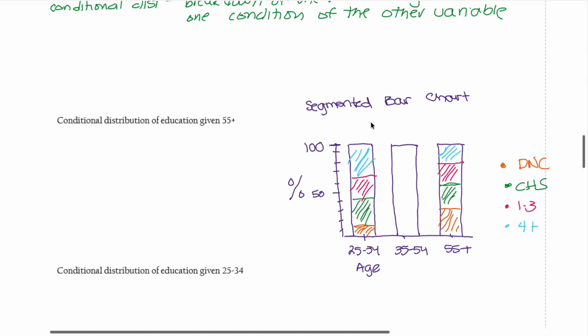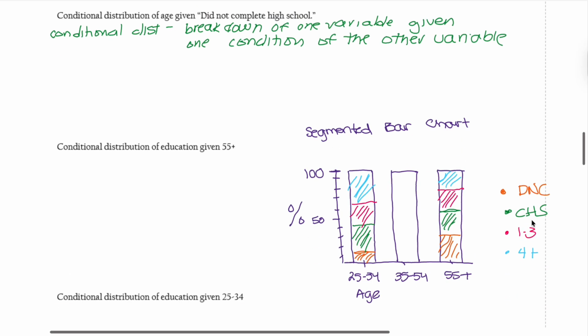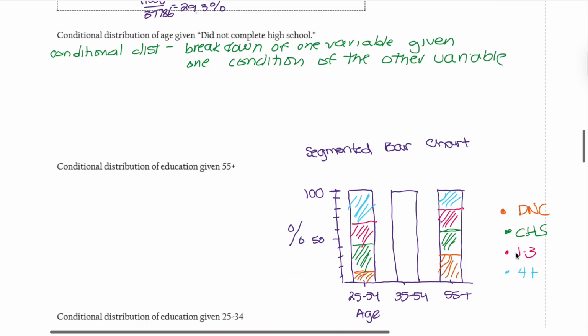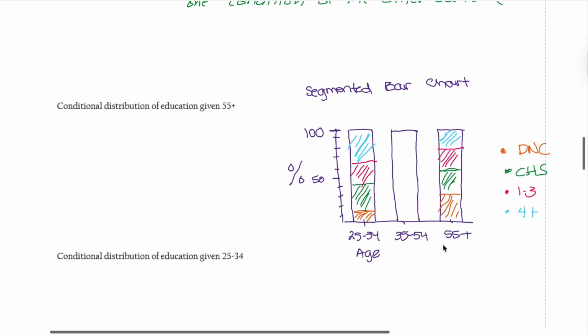What is it? It's actually pretty similar to a bar graph, but instead of doing one category as a whole vertical bar, we divide it into different groups based on different conditions. So you can see that did not complete high school, high school certificate, 1 to 3 years of college, or 4 or more years of college, correspond with different parts of a bar. And each bar is for a different age group. So that's the main idea for a segmented bar chart.